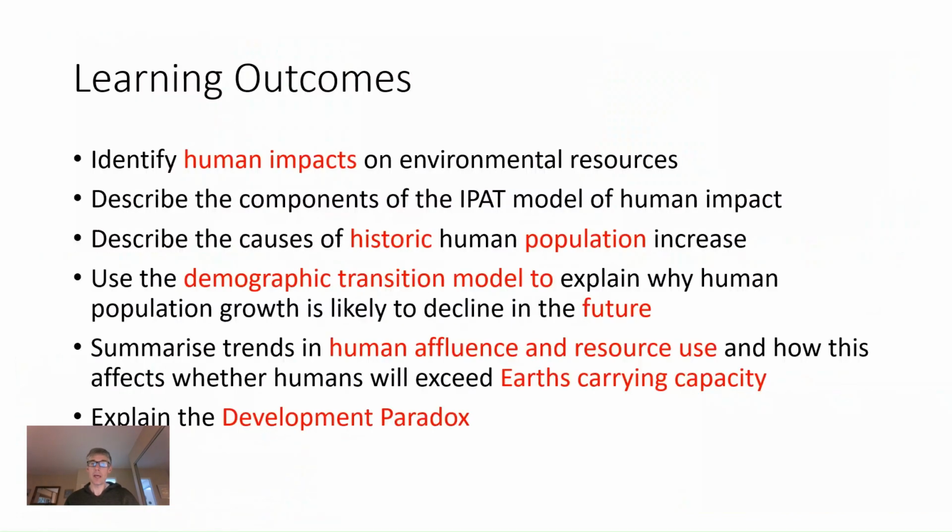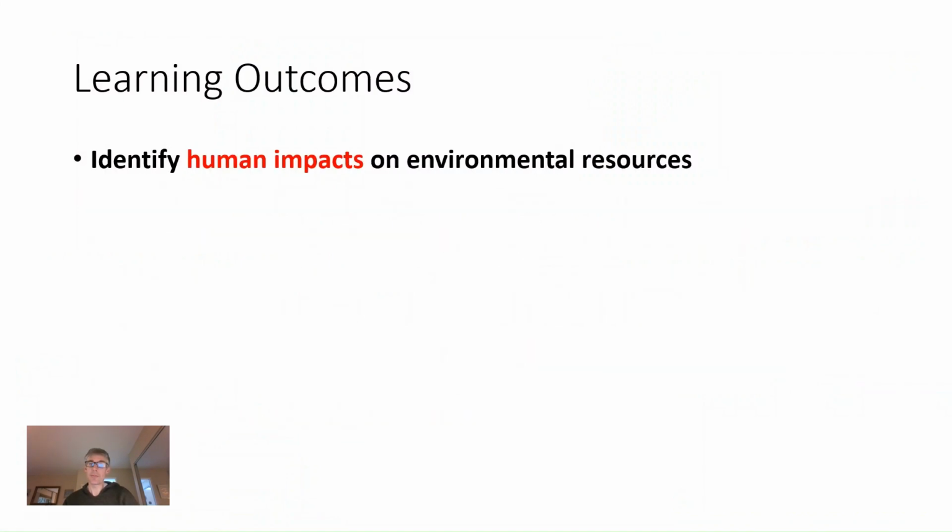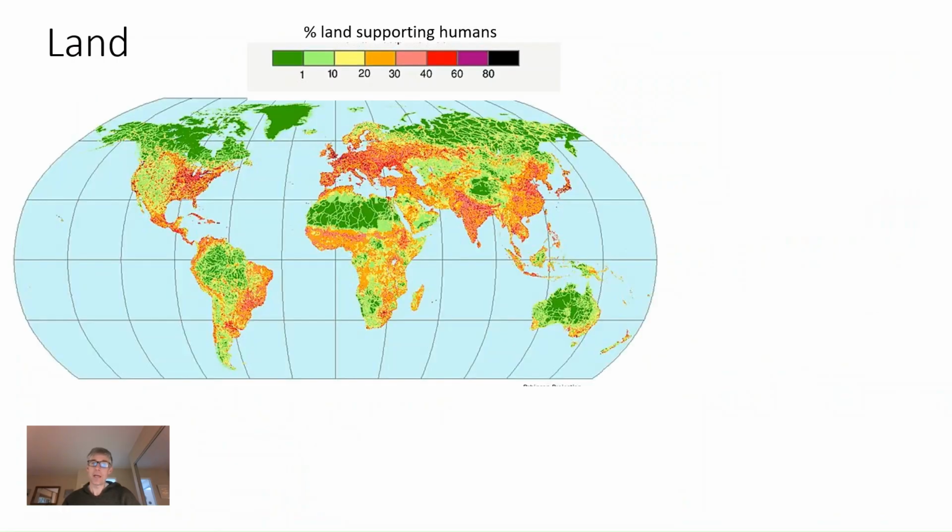Okay, so let's start off with that component I just mentioned. How have humans impacted environmental resources, which of course we've referred to as natural capital in the past? So let's look at that. If you have a look at this figure here, it's showing the percentage of land in different areas around the planet that is devoted to supporting humans.